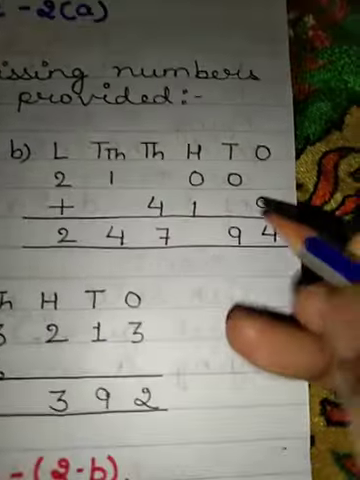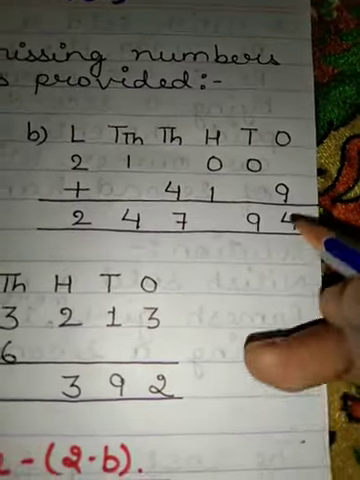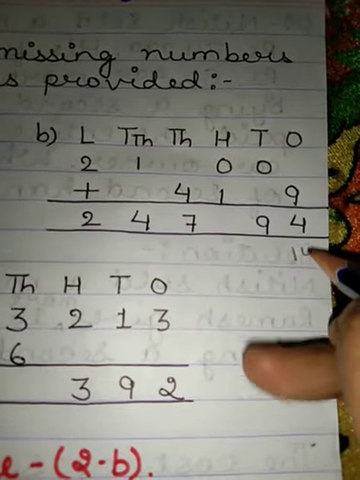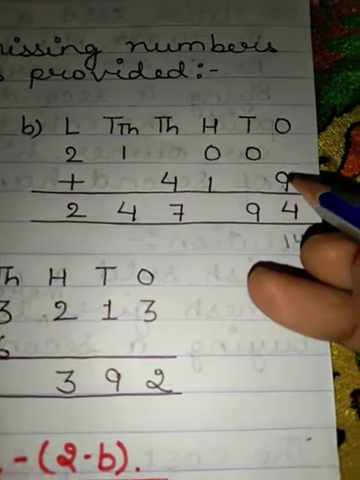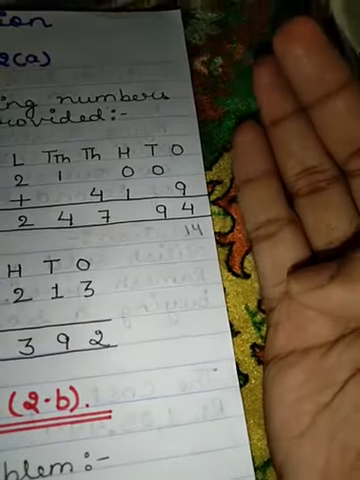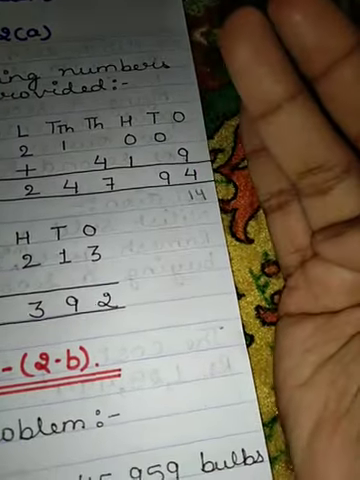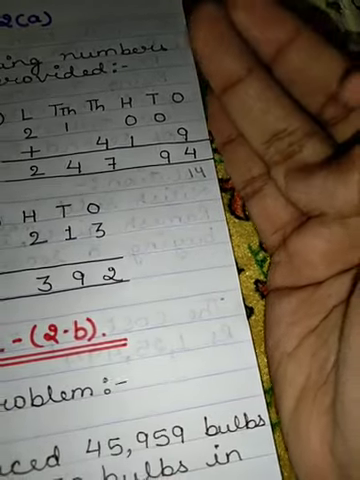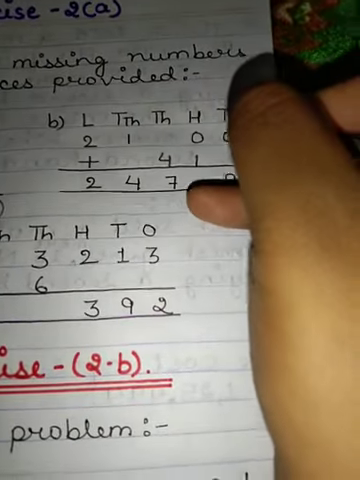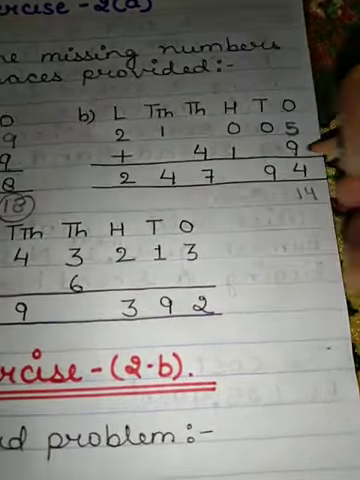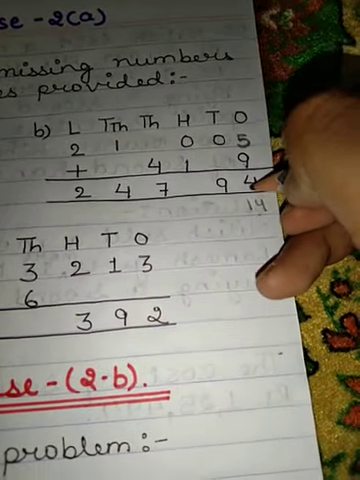Here also 9 is greater than 4. So we will consider 4 as 14. And we will count after 9 till 14 comes. So 9, 10, 11, 12, 13, 14. So 5 times we have counted. We will write here 5. And 5 plus 9 is 14. So we have written 4 here and we have given 1 to 0.